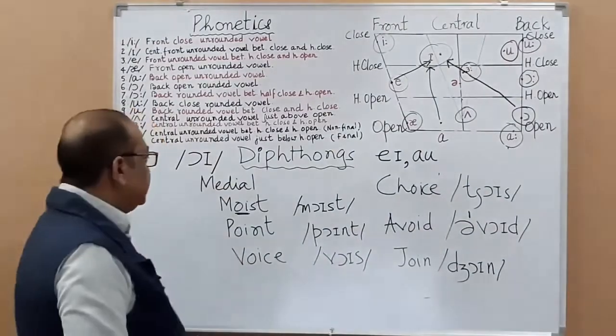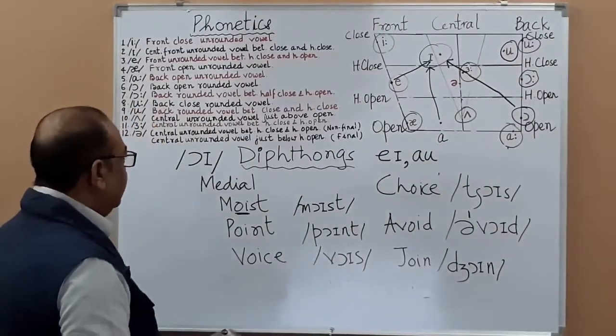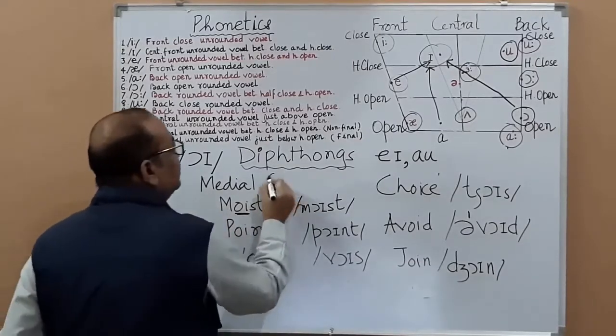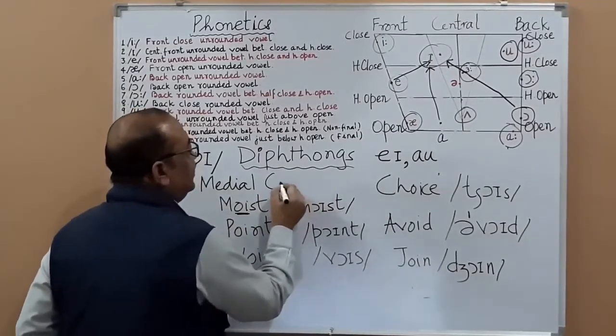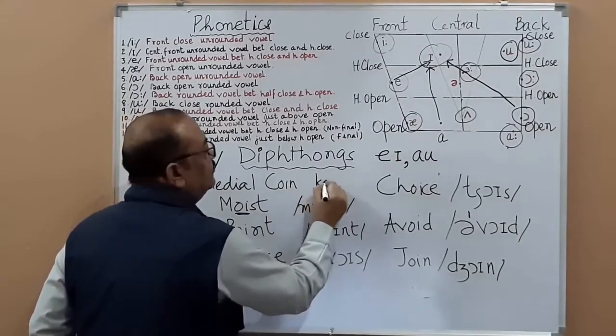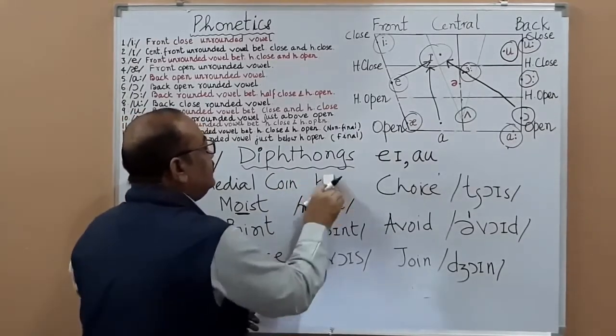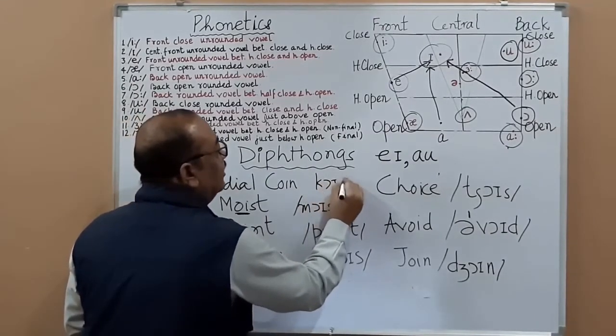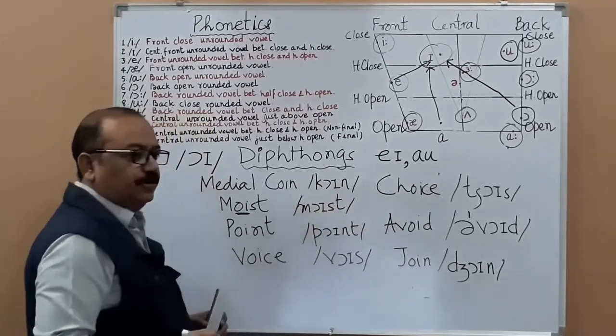Yes, sir. The last word, okay, we may have coin. Because this is a word which they usually give in exams. This is how we write coin. So k, OE, n. Coin. Okay?